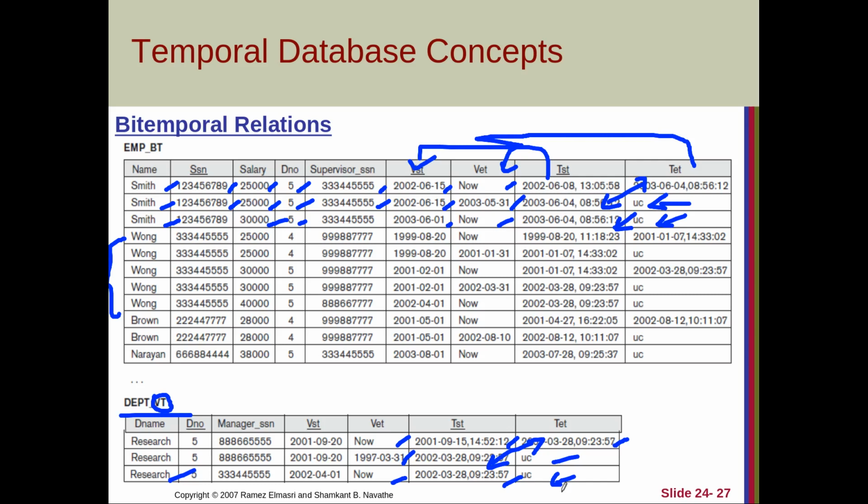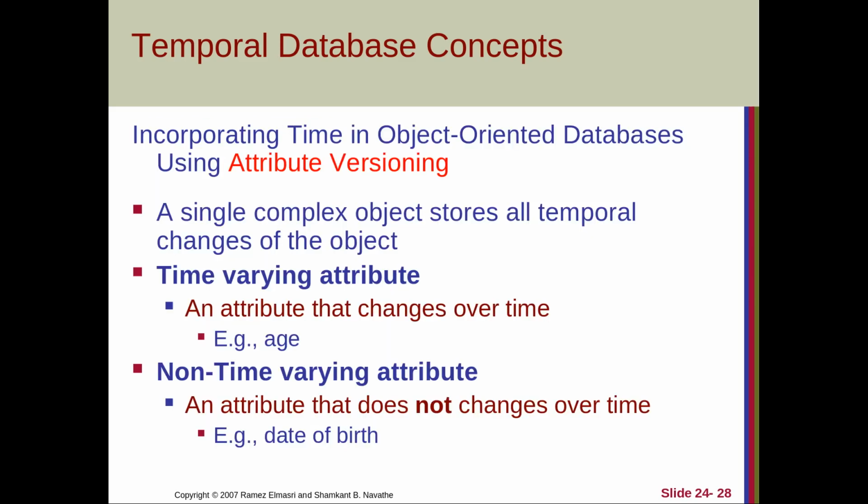The examples, so very important concept in relation with temporal databases: valid time relation, transaction time relation, and bi-temporal relation. 3 different types of temporal databases. Now incorporating time in object-oriented databases. So far we are discussing about relational databases, how we are adding time information into the relational database system by using above 3 methods. Now how we can add this time information in object-oriented databases?